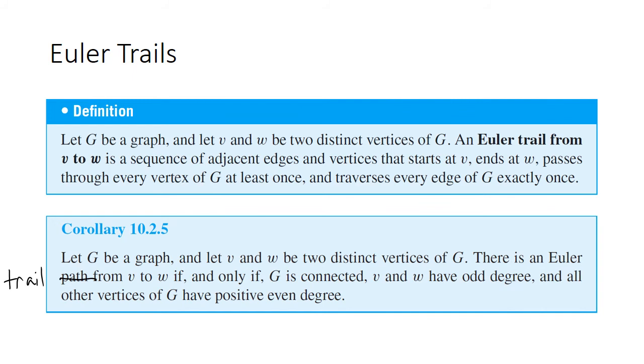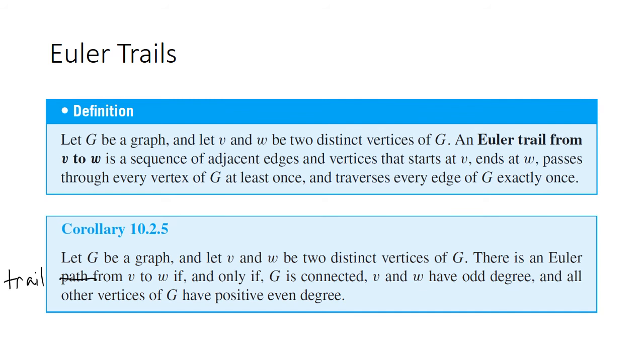So we have a corollary here that tells us when this thing exists, and this is a corollary to a proof that I'm not going to show you, but we can just use this information. So let G be a graph, and let V and W be 2 distinct vertices of G. There is an Euler trail from V to W if and only if G is connected, V and W have odd degree, and all of the other vertices of G have positive even degree. So if you have just 2 vertices that have odd degree, then you can do an Euler trail between them, as long as all of the other vertices have even degree.